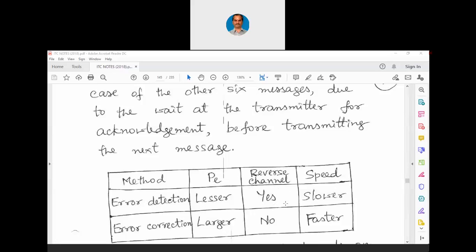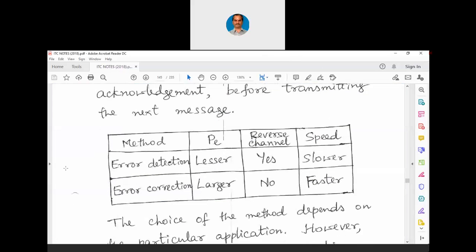So that way, a reverse channel is required between transmitter and receiver in case of the second option, that is error detection, where the speed is going to be naturally slower. Whereas in case of error correction, the probability of error is larger, but a reverse channel is not there. We don't have to invest more for the resources, and the speed is faster. So we will be discussing the error correction method only in this particular module. Let me proceed now.